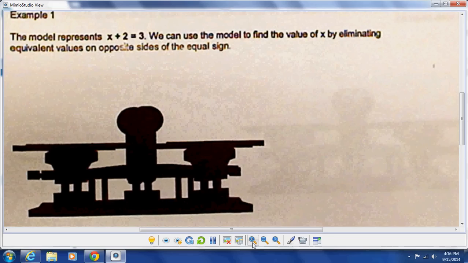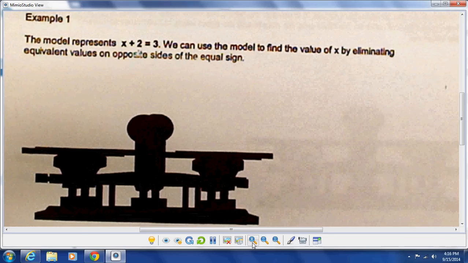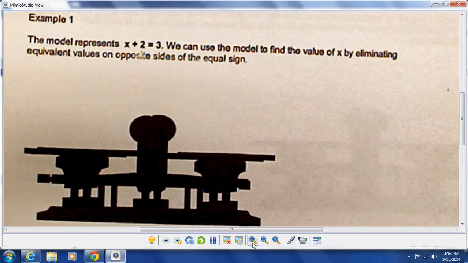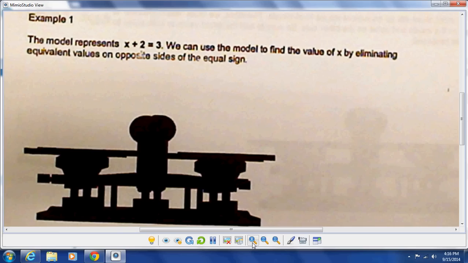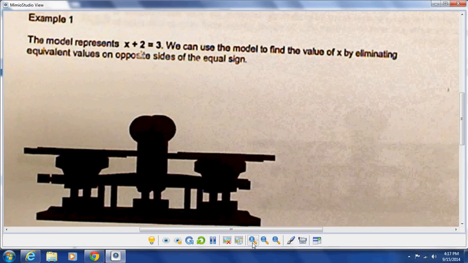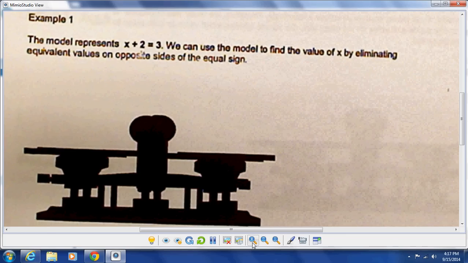Okay, in our first example, we have x plus 2 equals 3. It says we can use the model to find the value of x by eliminating equivalent values on opposite sides of the equal sign. So we're not going to use algebra tiles this time. We're just going to use x's for x, and we'll just use plus or minus signs to represent our positive or negative numbers.